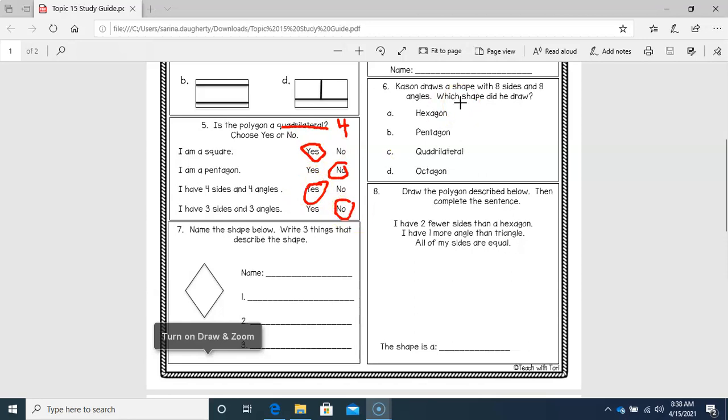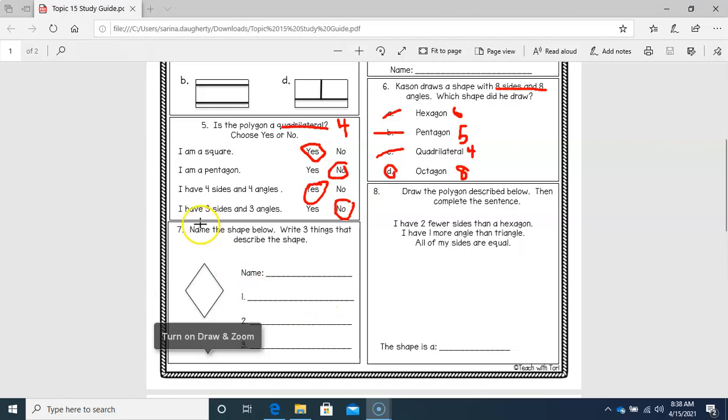Kaysen draws a shape with 8 sides and 8 angles. Which shape did he draw? Well, I know a hexagon has 6, so that's not it. A pentagon has 5, so that's not it. A quadrilateral has 4, so that's not it. What about an octagon? An octagon, octo stands for 8. So this one is correct. 8 sides and 8 angles, it is an octagon.